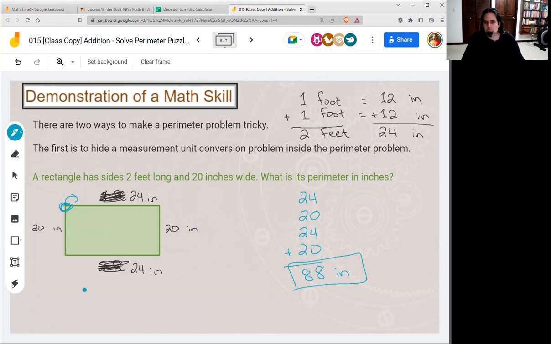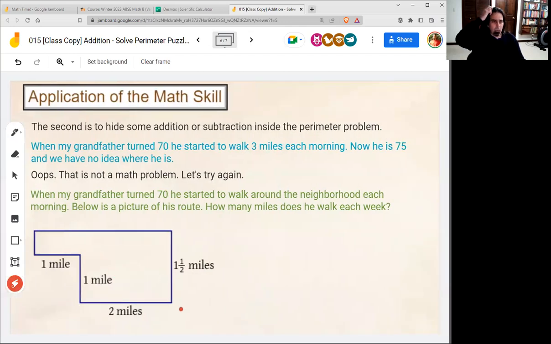Everyone happy with that problem? I am sorry to say the GED loves this kind of thing. They like to add extra steps to problems, and an easy way to do that is to give you measurement units that don't match. So you have to change one of them into the other, like feet into inches. The other way is to hide some addition or subtraction inside the problem.